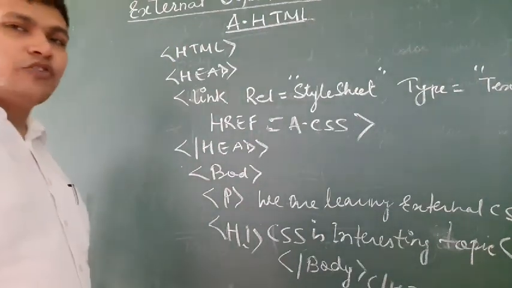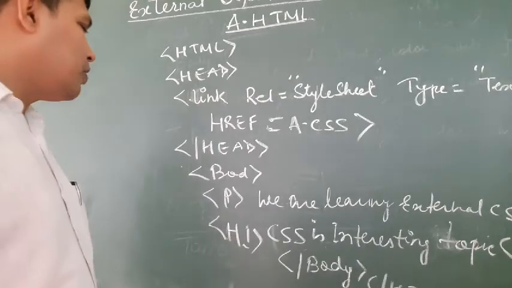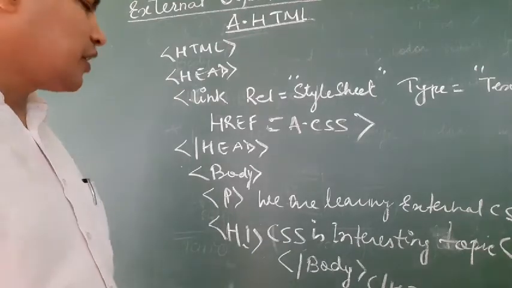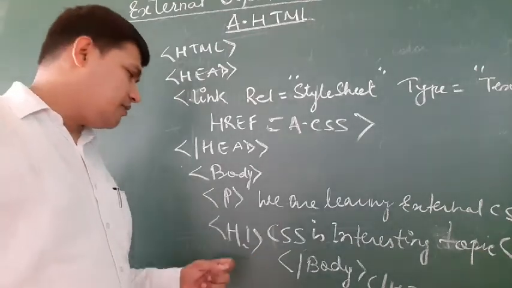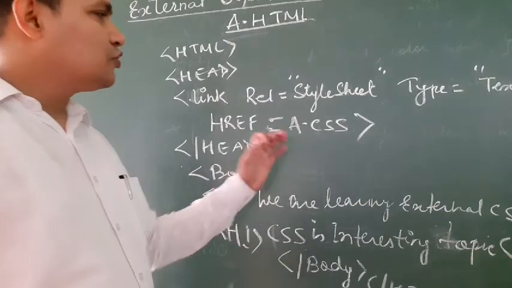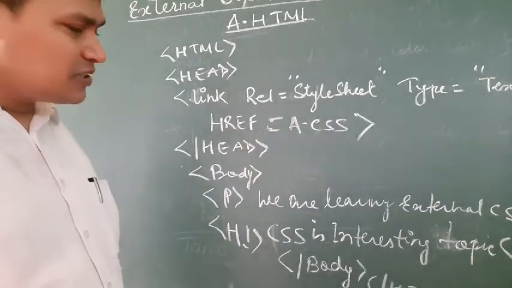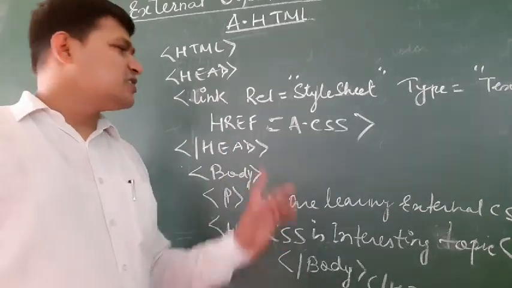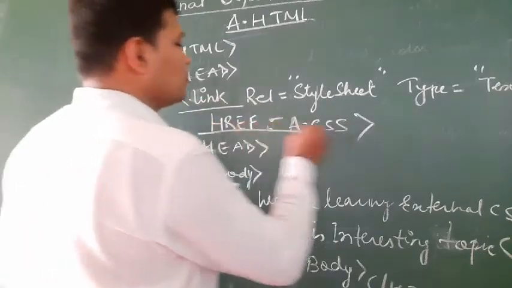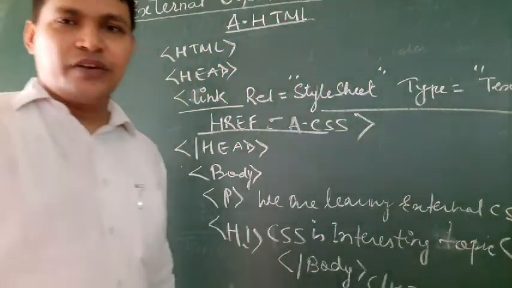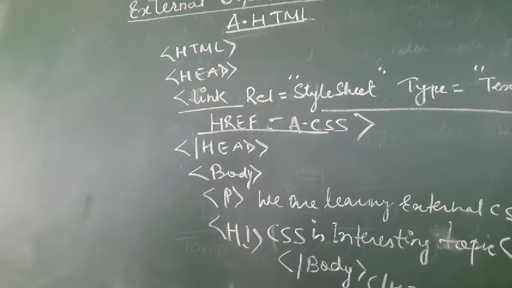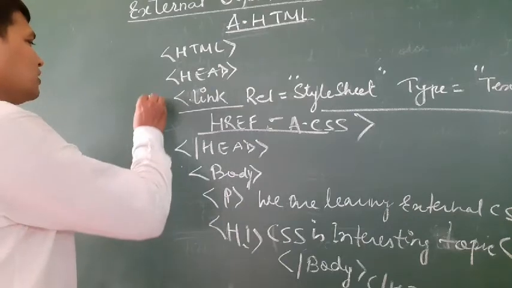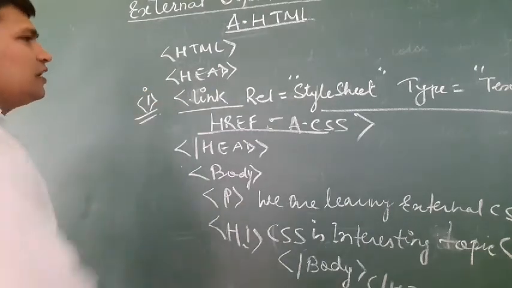When you see it in your web browser, you will notice that the body background color is red, the paragraph is orange, and the heading is blue, as you have assigned in the CSS file. The effect will be the same. This is the first method to call the external file in the HTML document.